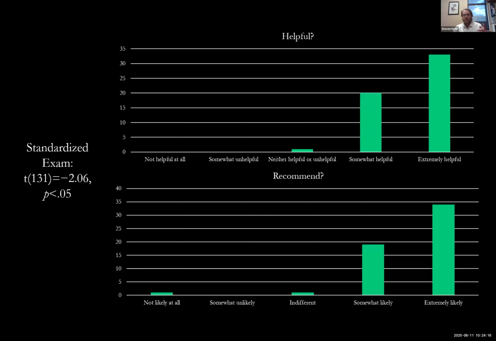What I actually found is that students' tests and scores not only improved significantly, but the students also liked it a lot. They recommended it for other professors.